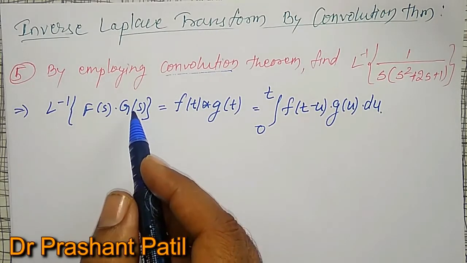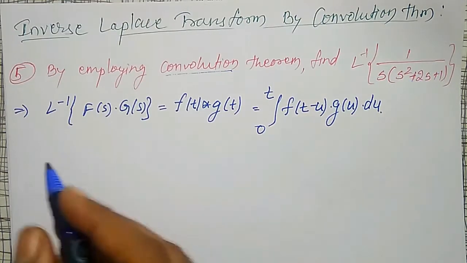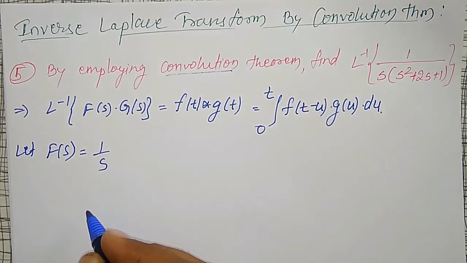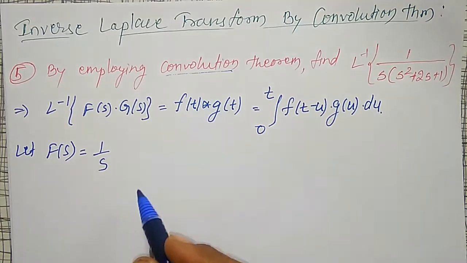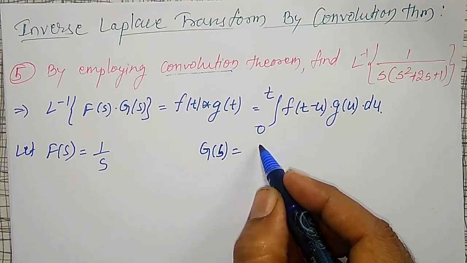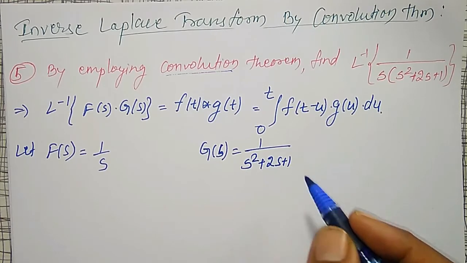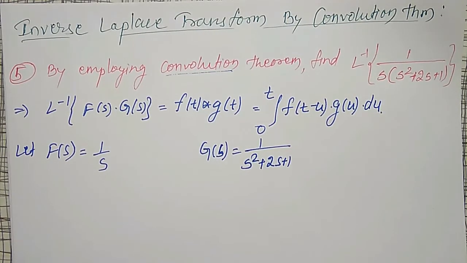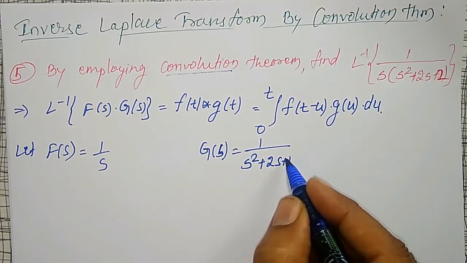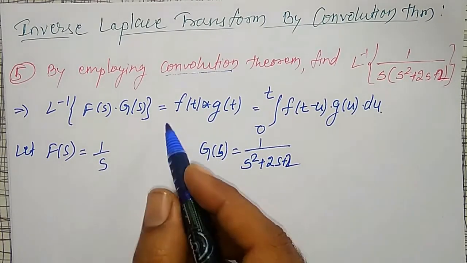Now here F of s into G of s, we can split this into 1 by s and 1 divided by s square plus 2s plus 1. Therefore, let capital F of s be equal to 1 by s, so from this I can find f of t, and let me take G of s equal to 1 divided by s square plus 2s plus 1. The problem they have given is s square plus 2s plus 2, it should be. Therefore, I am taking here s square plus 2s plus 2. Now let me find f of t and g of t.